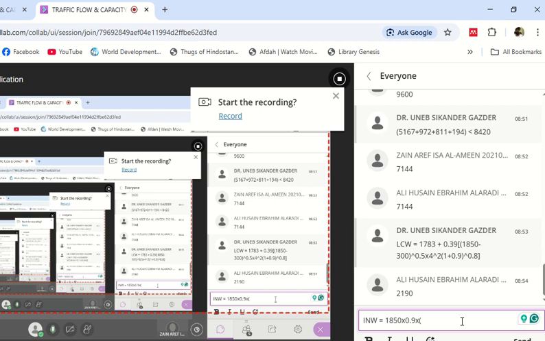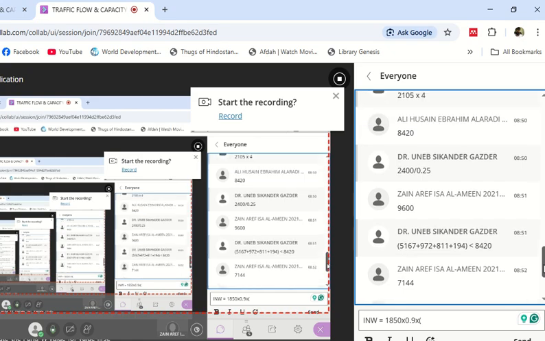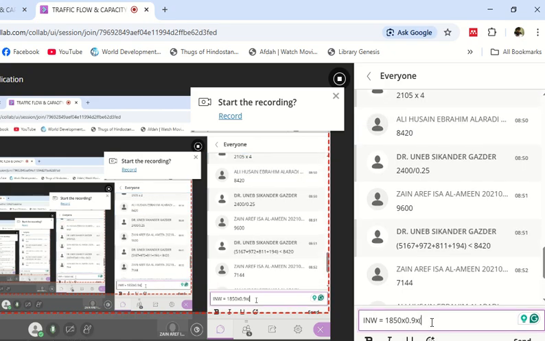Okay, the next thing is for non-weaving vehicles. For non-weaving vehicles, I have to calculate the I and W value first. I need the non-weaving volume here, which is 5167 freeway to freeway plus 194, which is ramp to ramp, divided by 10,000. Okay, 10,000, 4 zeros. So how much is this?